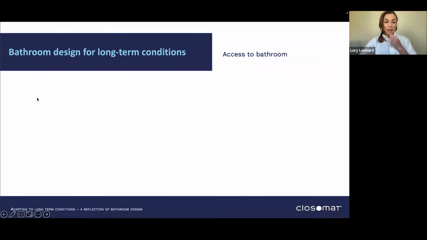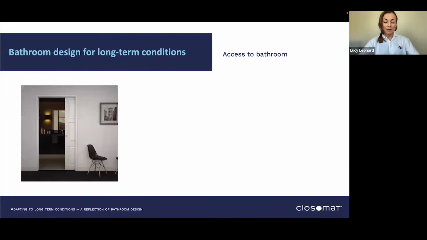Okay, so I'm just aware that there's a lot of things to cover before I actually get to the design of a bathroom. So I'm going to start talking now about the design of a bathroom and adaptations and things to consider, which hopefully you can take some hints and tips away from.